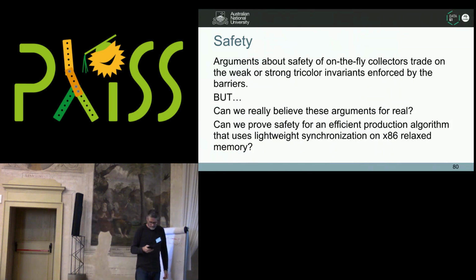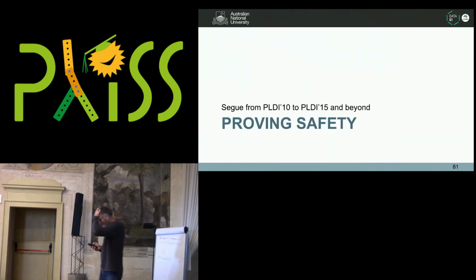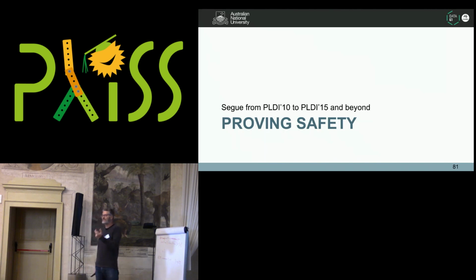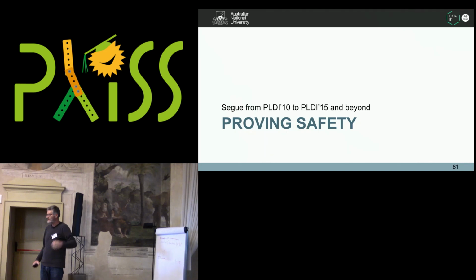I'm going to show to you now. Okay, so what I'm going to do now is transition to talking about proving safety for a real collector, which was originally described in PLDI 2010. We only got to prove it in PLDI 2015. And I'm unsatisfied with that proof because it's brittle and doesn't transfer to other fancy concurrent collector algorithms that I'd like to be able to prove correct. It's just a proof of one specific algorithm with one specific set of barriers installed into that algorithm.